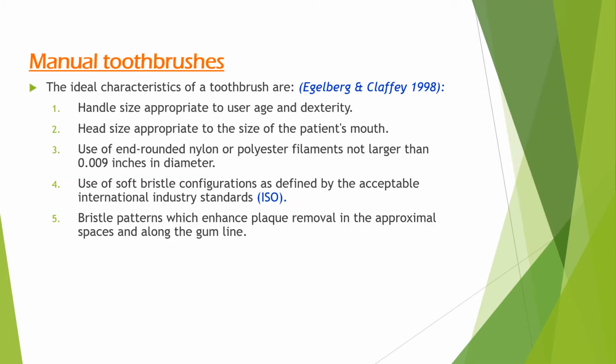First is the manual toothbrushes. The ideal characteristics of the toothbrushes are, first, handle size appropriate to user age and dexterity. Then head size appropriate to size of patient's mouth. Use of end-rounded nylon or polyester filament not larger than 0.009 inches in diameter. Then use of soft bristle configuration as defined by acceptable international industry standards. Then bristle pattern which enhances plaque removal in approximal space and along the gum line.